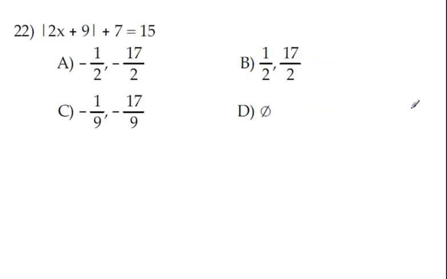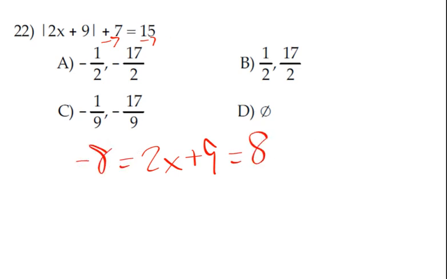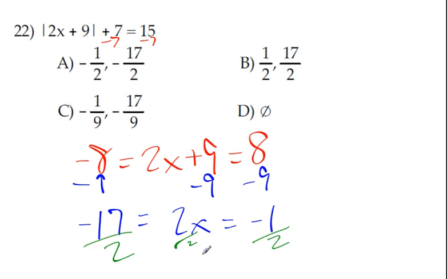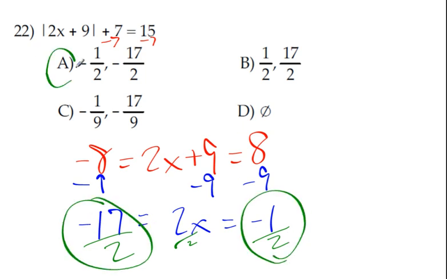Easy, easy. This one, we want to make sure that we are not going to just go and flip the -15 over there. We have got to subtract 7 first. Get my 2x plus 9 equals, in this case, 8. So I'm going to get my -8 over on this side. And do our solving steps. We get our -17/2 and -1/2. For A to be our answer.